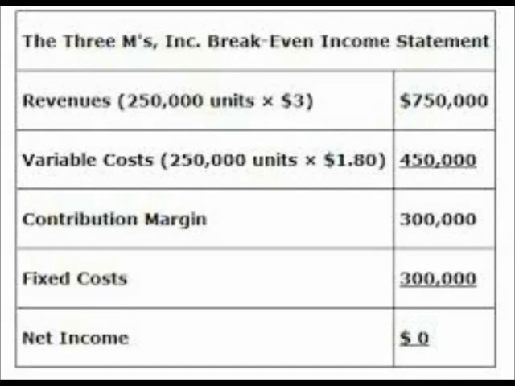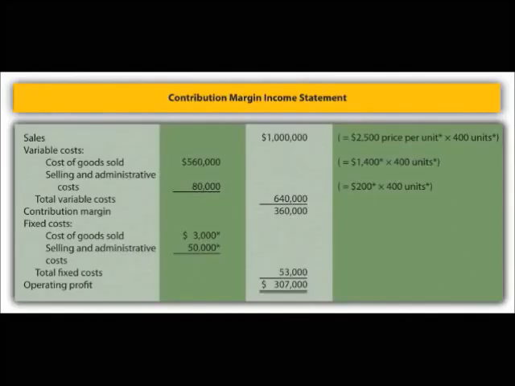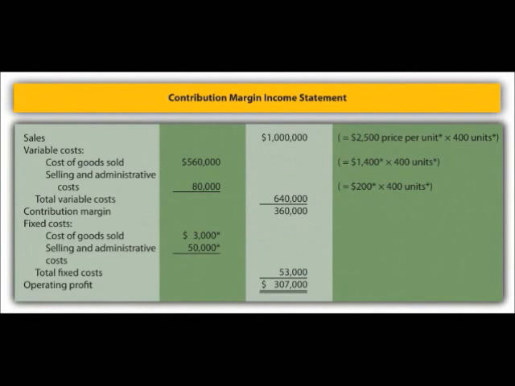basically, this is a contribution margin income statement. The contribution margin is basically what you're making after variable costs are subtracted from the revenue. And then the variable is basically what you're making off of each product. When you calculate fixed costs, then it gets different and more complicated.